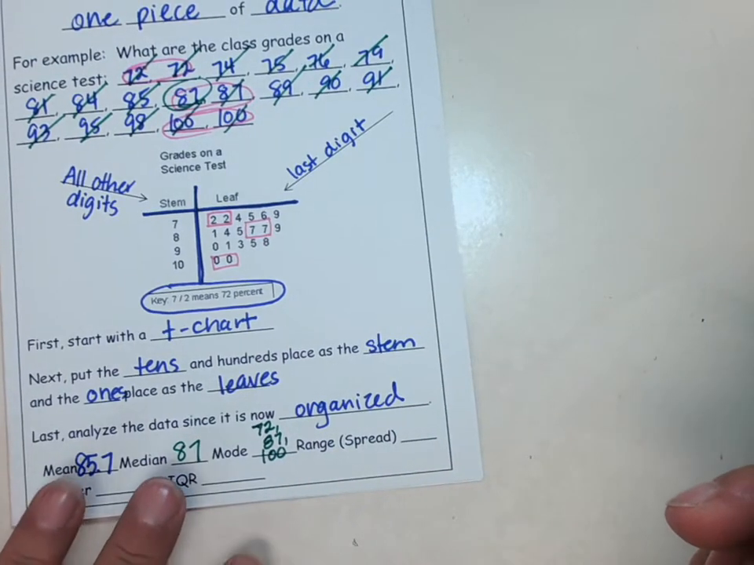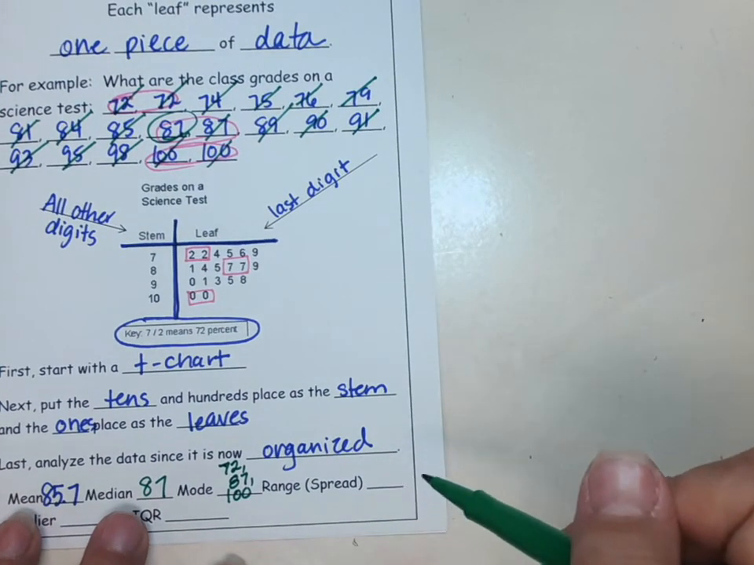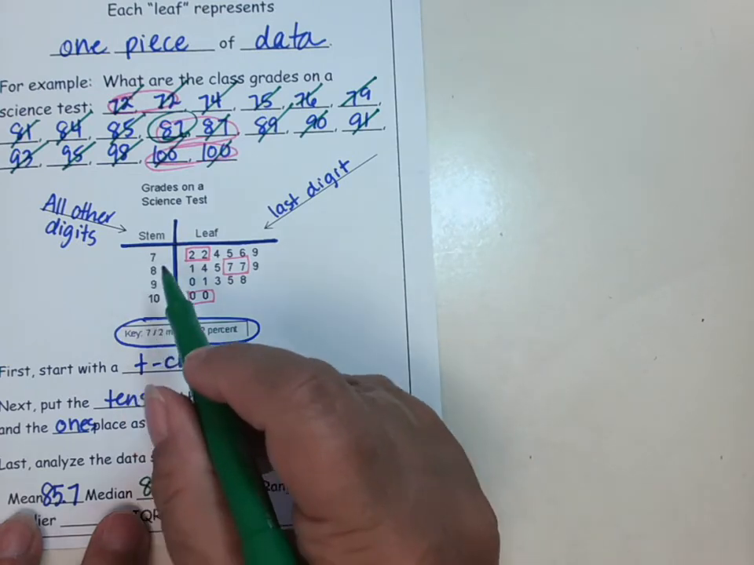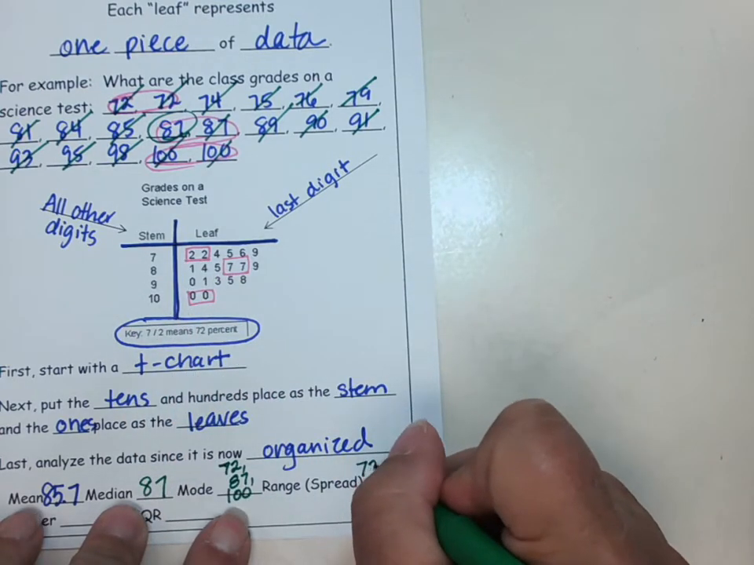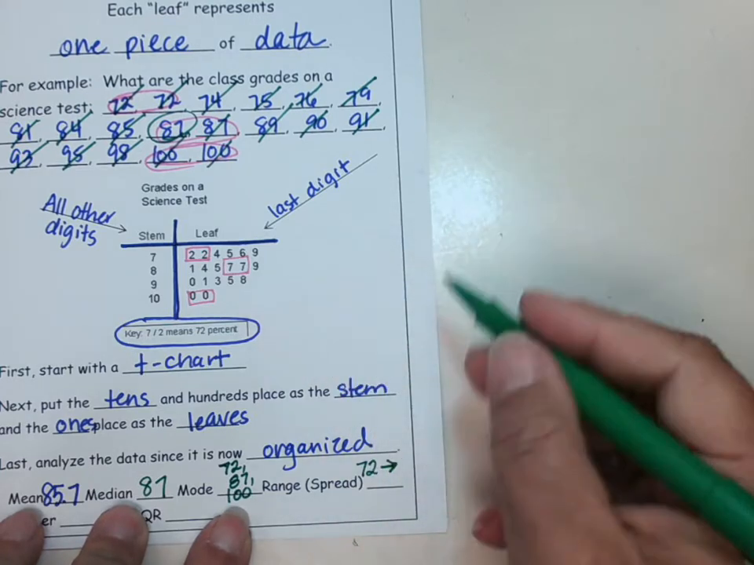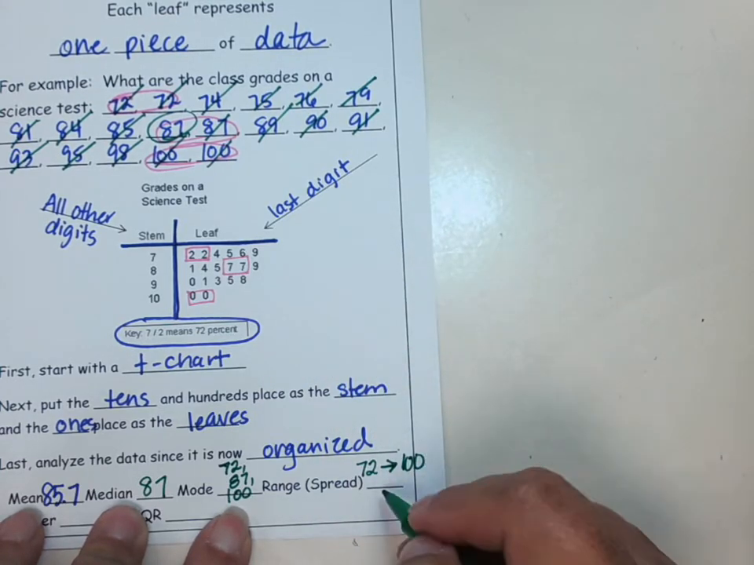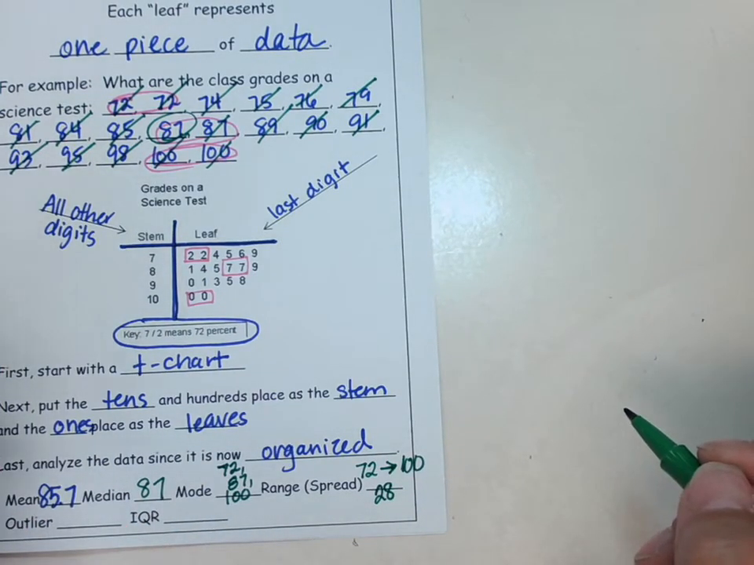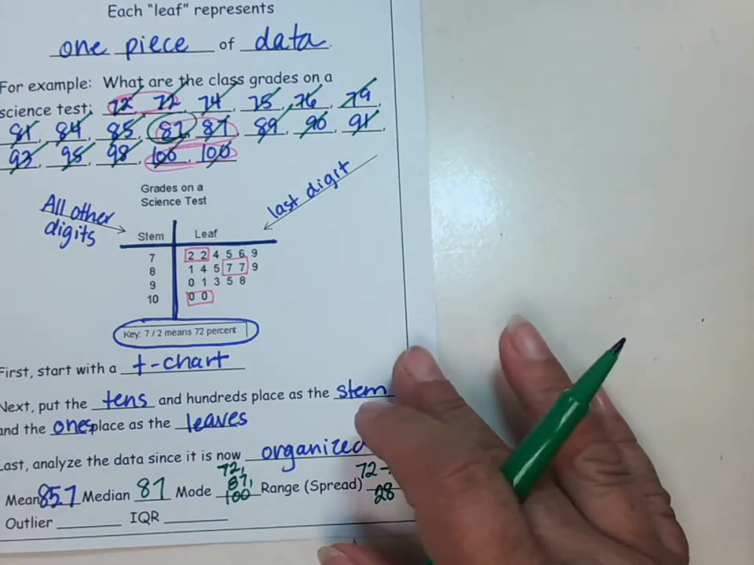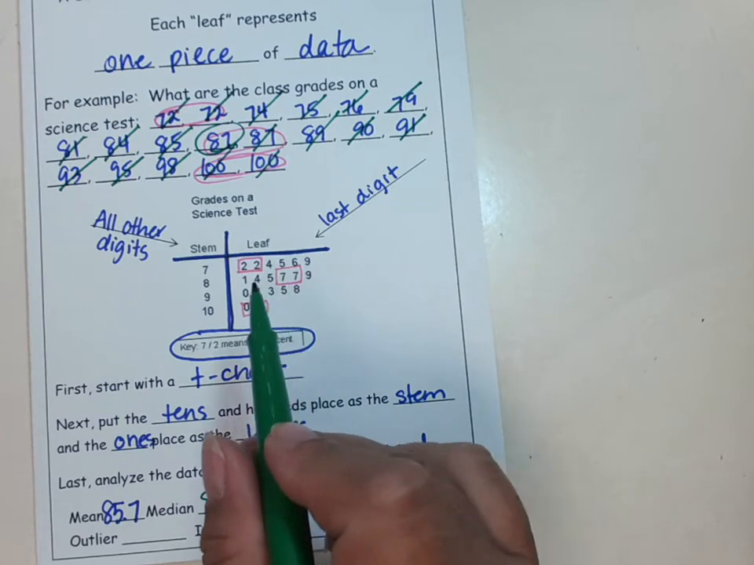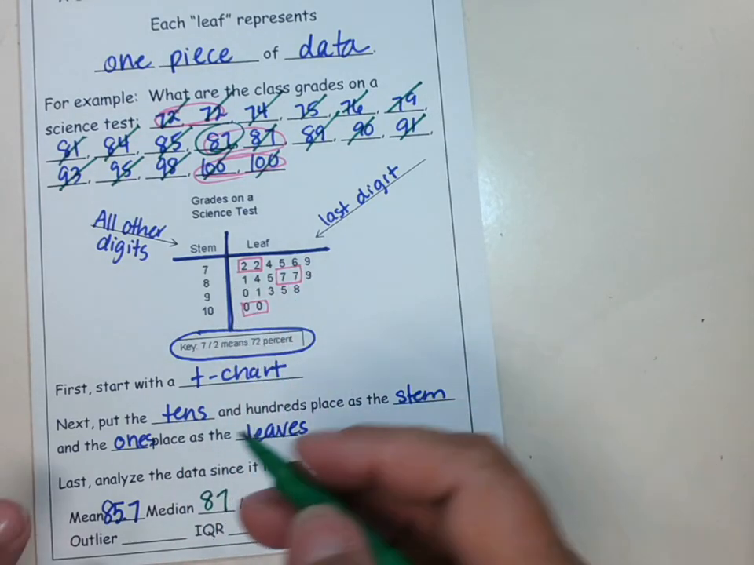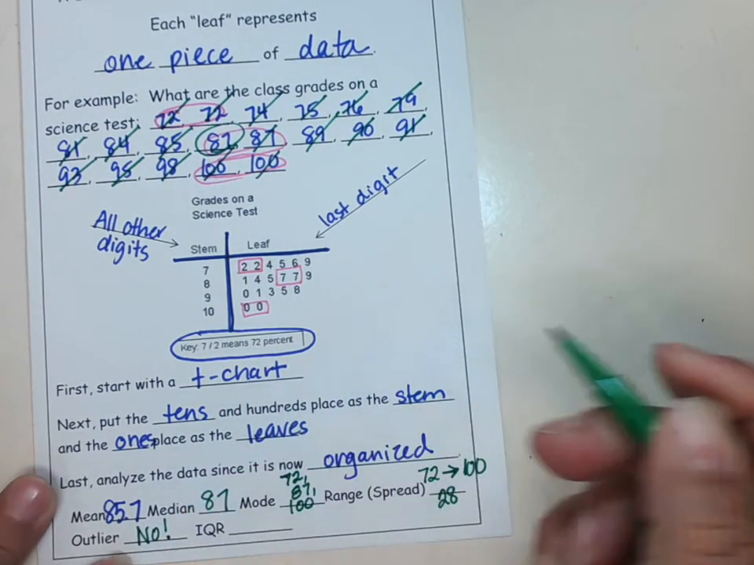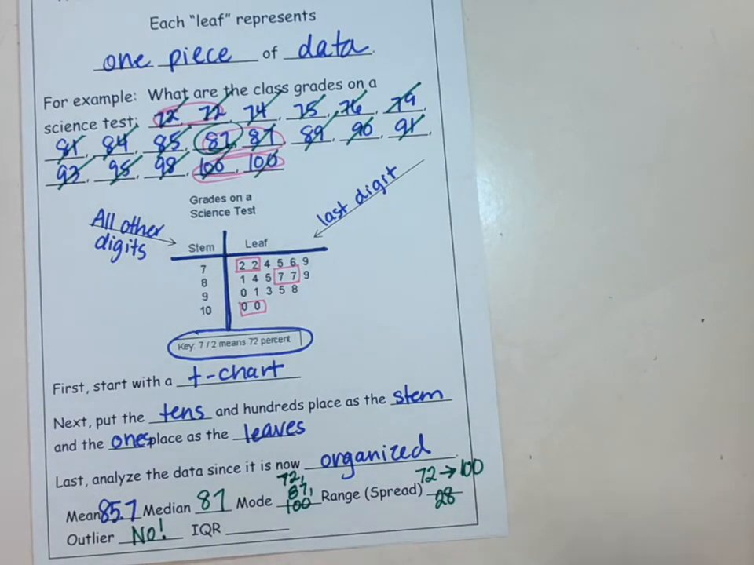Okay? So our range, lowest to highest. So our lowest number was a 72, and that went all the way up to 100. So if we find the difference, the range is 28 test points. So from the lowest test grade to the highest test grade is 28 points. All right, are there any outliers? Something that's way far away from everybody else? No outliers this time.